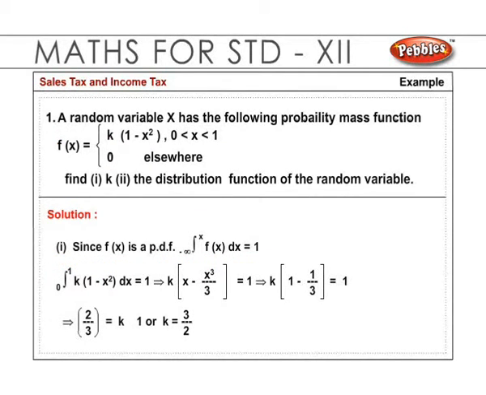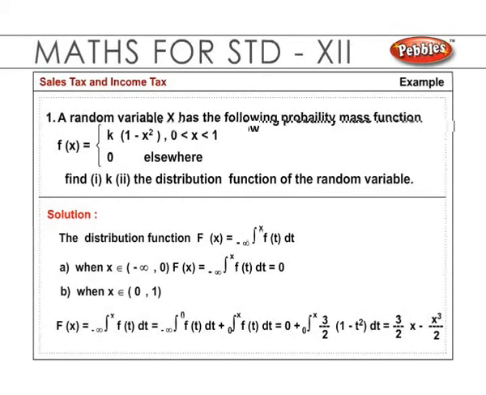In the above example, to find k, since f of x is a probability density function, integral minus infinity to infinity f of x dx is equal to 1. Therefore, integral 0 to 1 k of 1 minus x squared, the whole, into dx is equal to 1. Integrating and then applying limits, we get k is equal to 3 by 2. A. When x belongs to minus infinity to 0. B. When x belongs to 0 to 1, f of x is equal to integral minus infinity to x f of t dt.